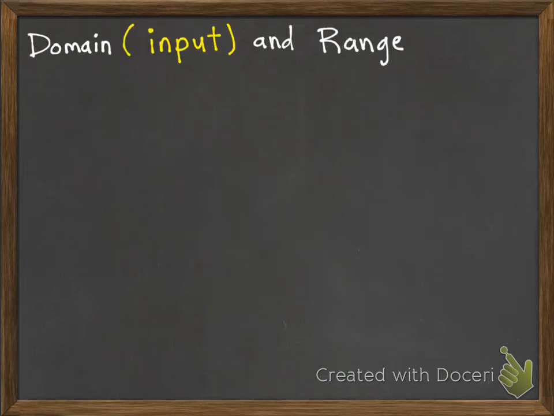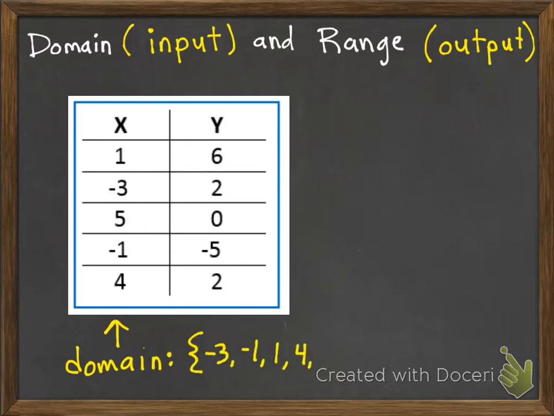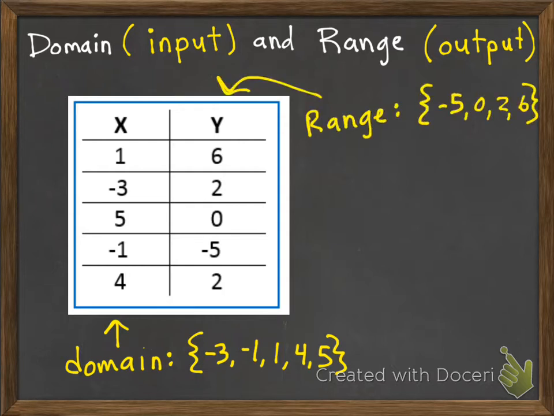The domain is all the input numbers, and the range is all of the output numbers. So if we have a table, all of the numbers we plug in for x, listed on the left, are the domain, and all of the numbers listed for y, the answers we got back out, are the range. So if I plug in 1, I get back out 6. If I plug in -3, I get back out 2.